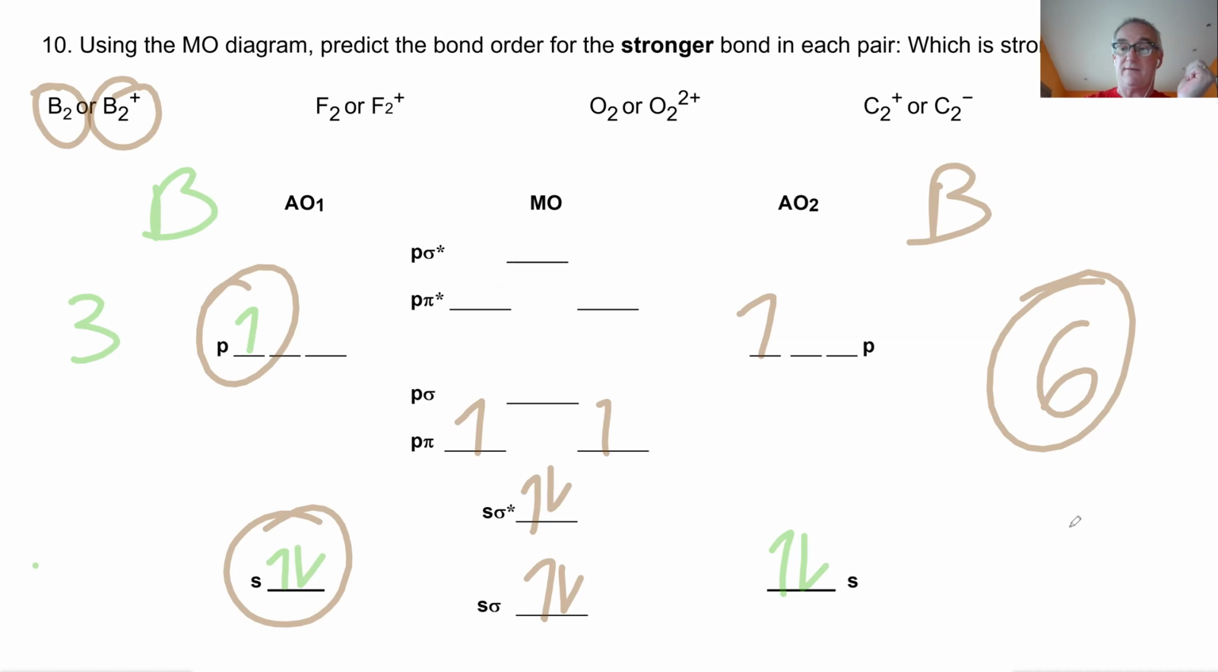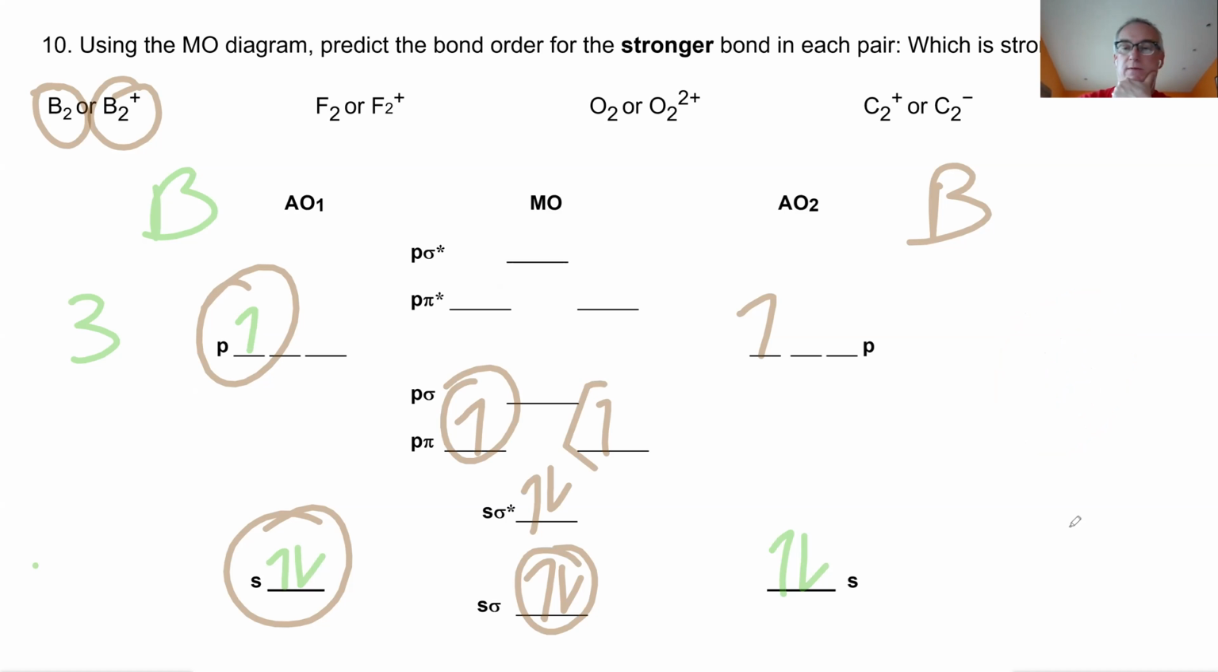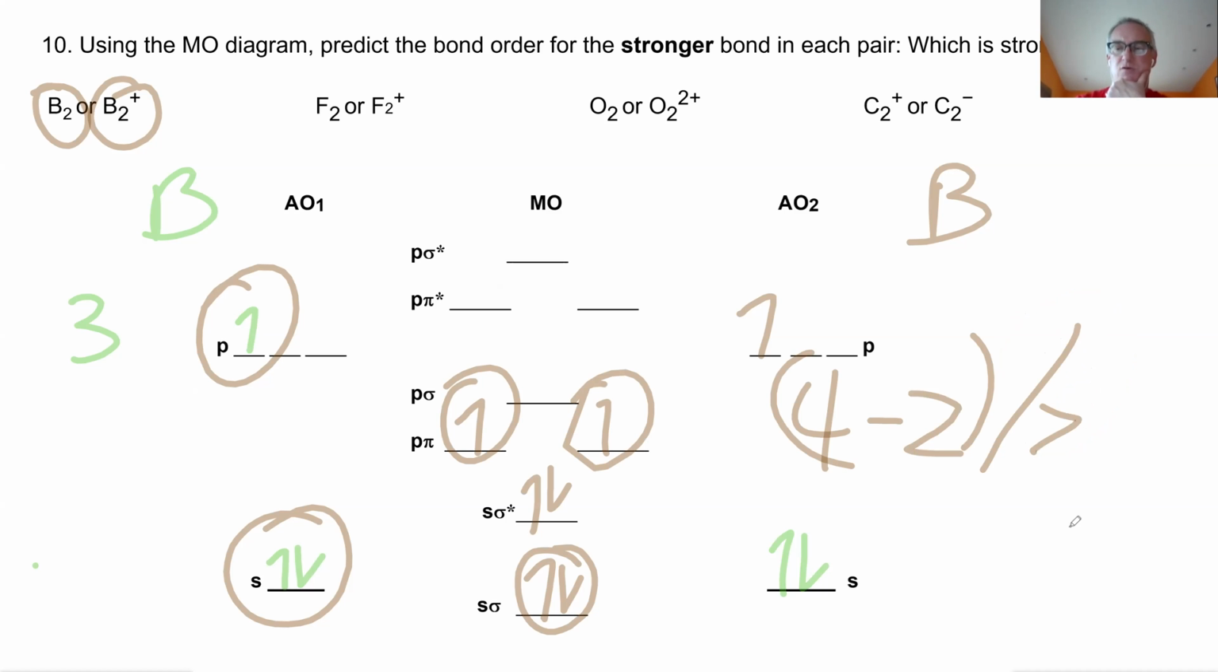How many do we have in bonding orbitals? 4. 2, 3, 4, right. And how many in anti-bonding orbitals? 2. Divide that by 2. What's my bond order? 1. Mm-hmm. Now, that's relatively straightforward to think about. 1, that's a single bond.